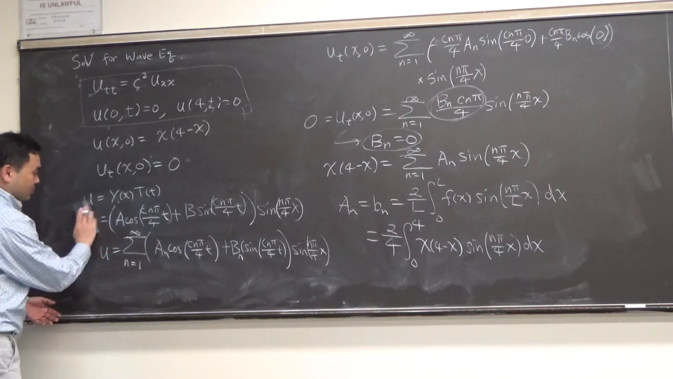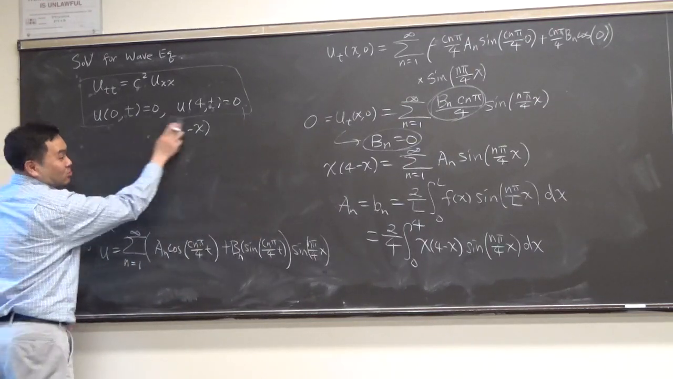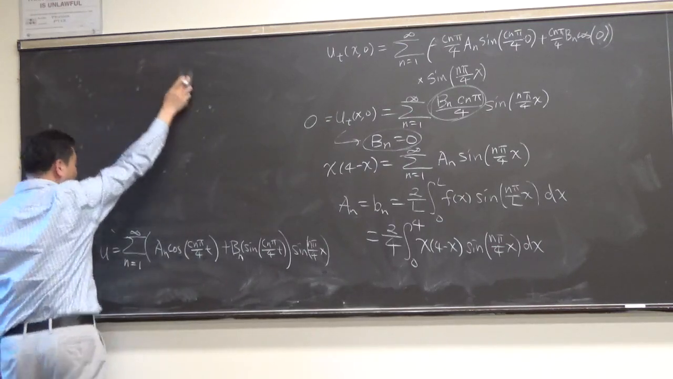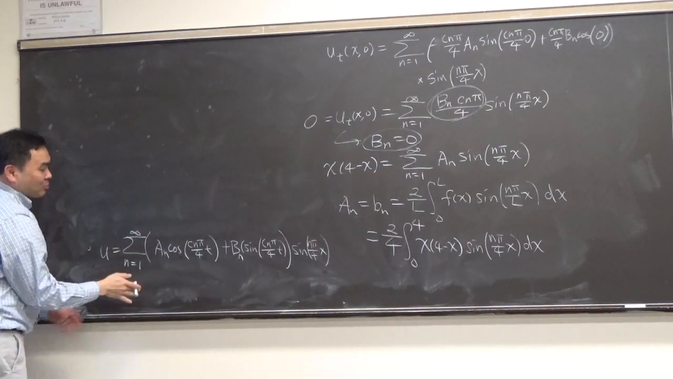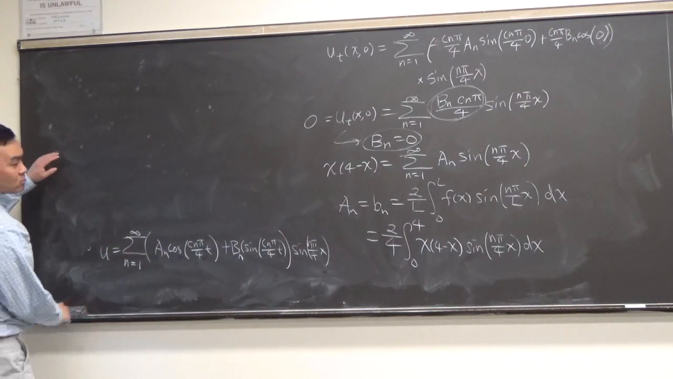So let's just erase everything else. The only thing left is to just calculate that integral. If we solve the integral, then we can happily plug it in here. Bn is 0, so we have the solution. All right, so let's do the integral.